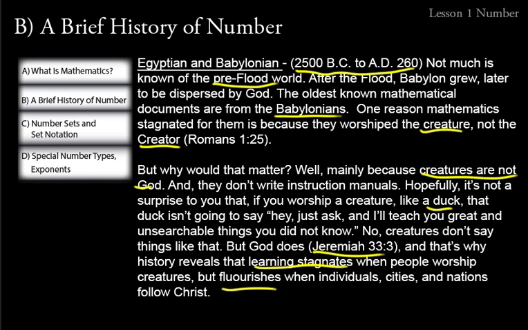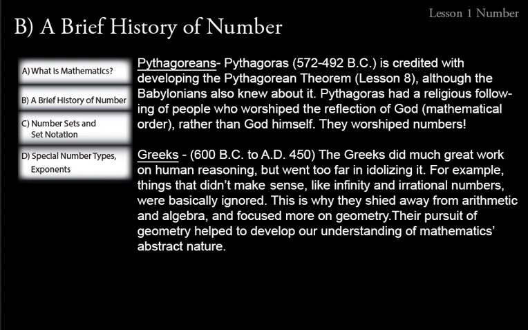You'll see that. Moving on to the Pythagoreans, maybe you've heard of the Pythagorean theorem. Pythagoras is credited with developing that, and we'll cover that in Lesson 8 and lots of other places because it's a really useful formula. Although the Babylonians, supposedly, also knew about that. And Pythagoras had a religious following of people who worshiped the reflection of God, mathematical order. They saw the mathematical order in creation, but they didn't worship God. They worshiped that order. They worshiped numbers, actually. That's kind of weird that they worshiped numbers. Now we had the Greeks.